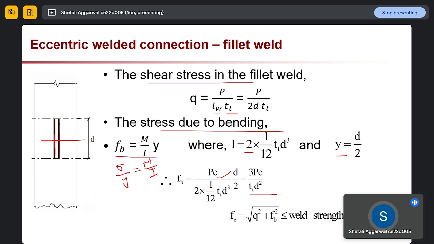Okay. Last is the effective stress. So effective stress in case of fillet weld will be given by under root q square plus fb square. And this should be less than or equal to the weld strength, which is given by fu divided by under root 3 gamma. Okay.